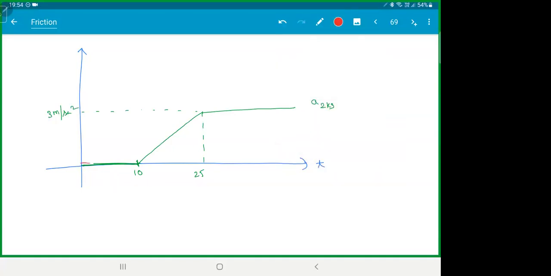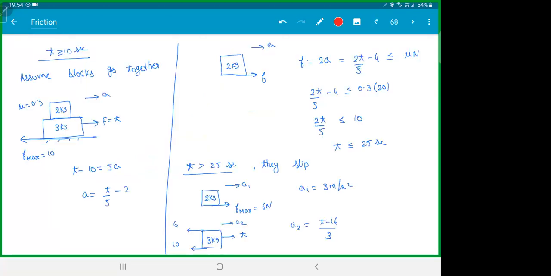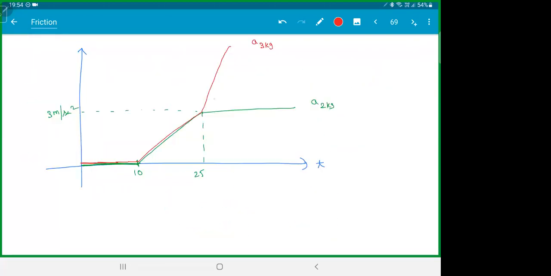Whereas the other guy, this will not move, then they'll go together, and then this will spike up. This is the acceleration of the 3 kg guy. This will be T by 3 minus 16. So this slope will be tan inverse 1 by 3. I hope everyone is understanding how I am getting these angles. And the initial slope will be T by 5. That is how the graph splits.